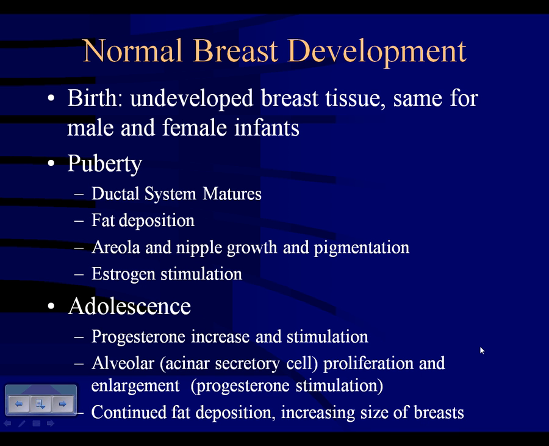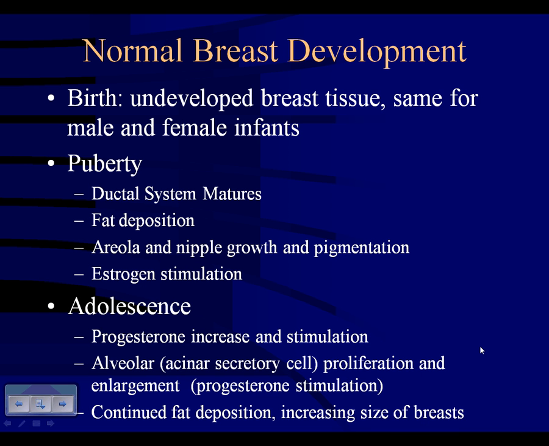The areola and the nipple undergo growth and pigmentation, and again, this is all due to estrogen. In adolescence, you start to get more progesterone. Again, this is because at the same time, the ovaries are developing too, and they're starting to help produce progesterone.